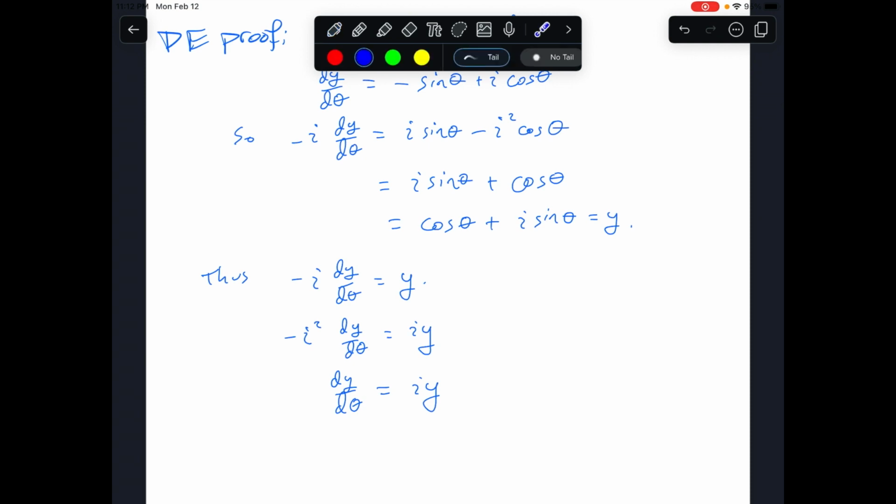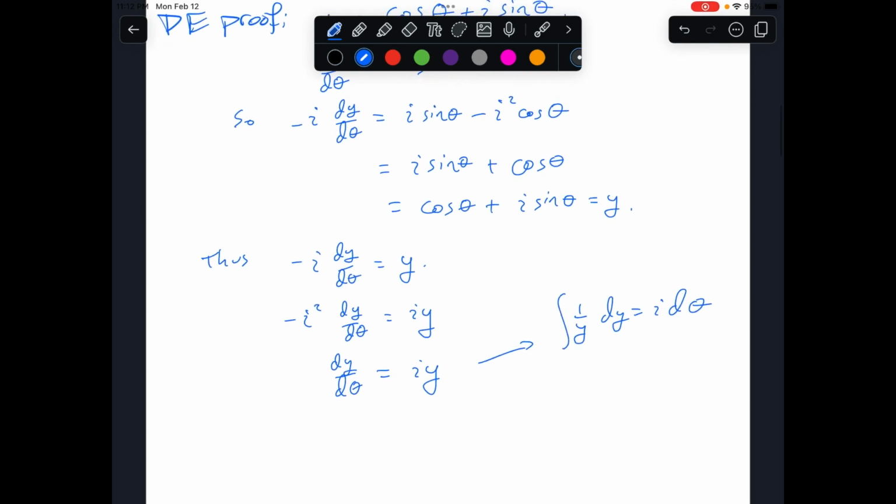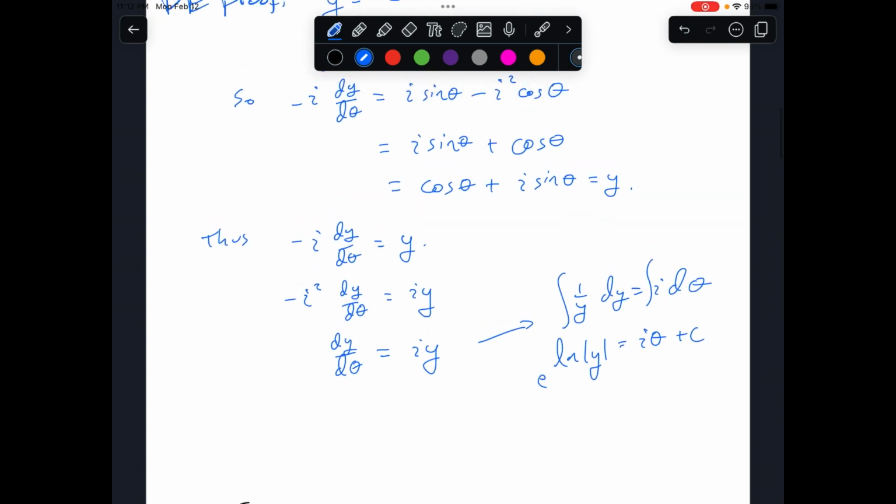And from here, this is just a differential equation that we can solve. How do we solve this differential equation? This is one of the more basic ones, so I'll do it really quickly. This is a separable differential equation, so you can divide by y on both sides and multiply by d theta on both sides, and you can integrate both sides. You get ln of the absolute value of y equals i times theta plus a constant. Then you can exponentiate both sides, and you get the absolute value of y is equal to a constant times e to the i theta.